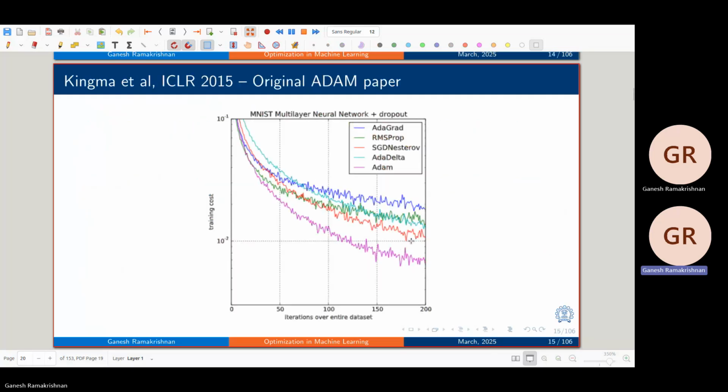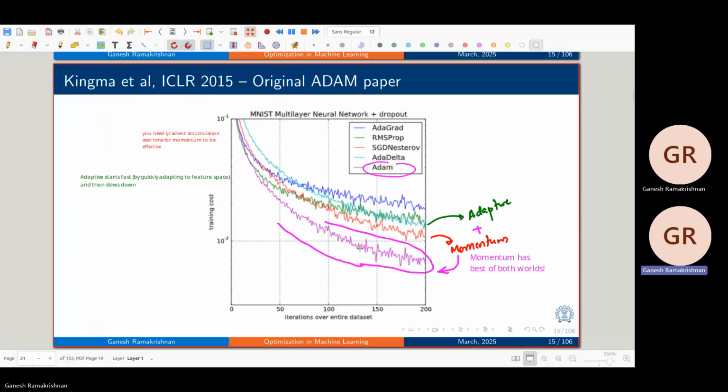Look at this from ICLR 2015, one of the oldest papers, the performance on MNIST, the training error based on number of iterations of the training data set. You can clearly see Adam here, the one in pink. Adam, which has momentum, and SGD Nesterov, the vanilla stochastic gradient descent with Nesterov, both of them are doing the best. So momentum is certainly very important.